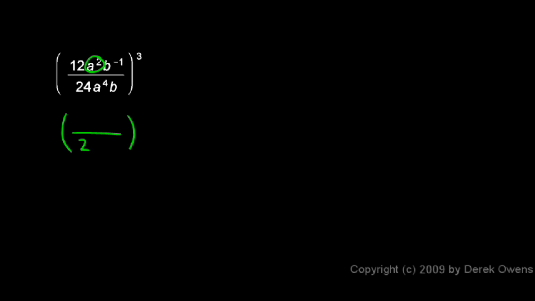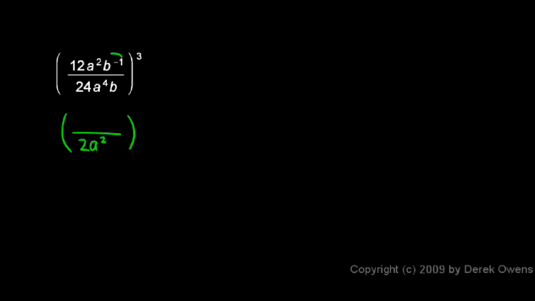This a squared and a to the fourth, these are both a's, so I look at the exponents, the 2 and the 4, and I think the top minus the bottom. 2 minus 4 is negative 2. So I could either write this as a to the negative 2 up there, or a to the positive 2 down in the denominator. And it's nice to keep your exponents as positive numbers, so I'll leave it like that.